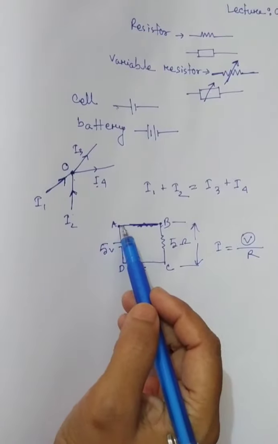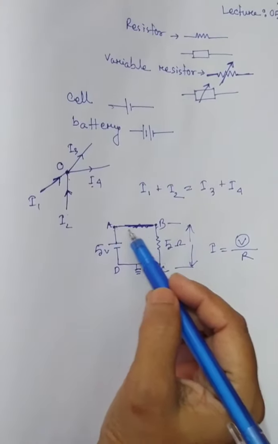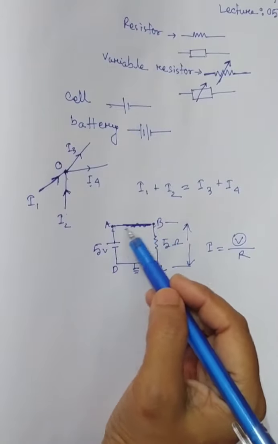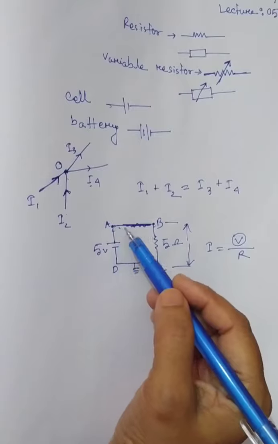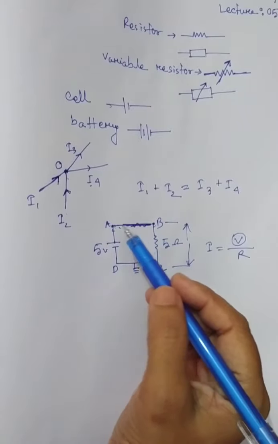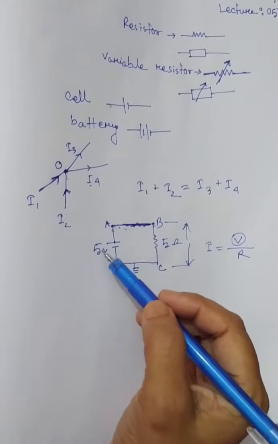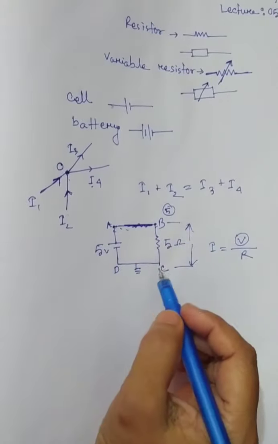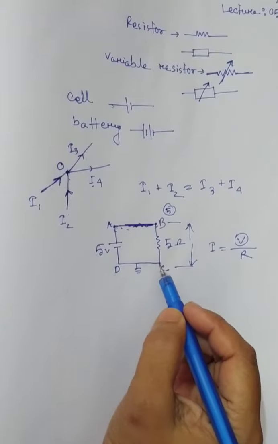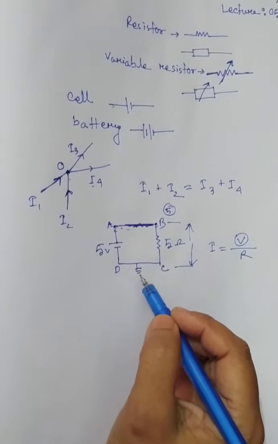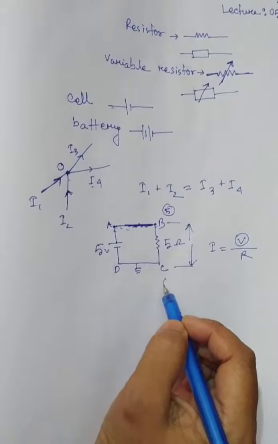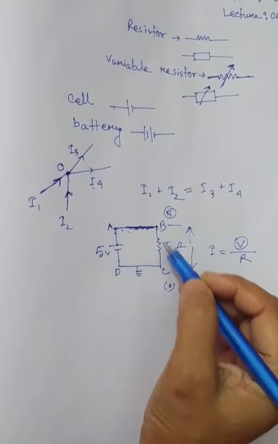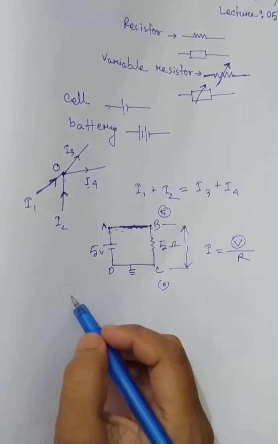That means the potential of point A is also 5 volt, and A and B are directly connected by a single wire. So the potential of B and A are also the same. The potential of A is 5 volt, then the potential of B is also 5 volt. What about C? C and D are directly connected to the ground, so the potential of C and D is 0.